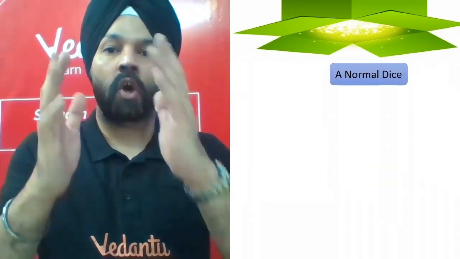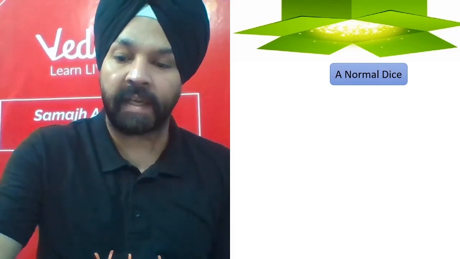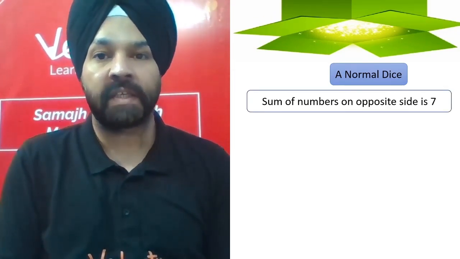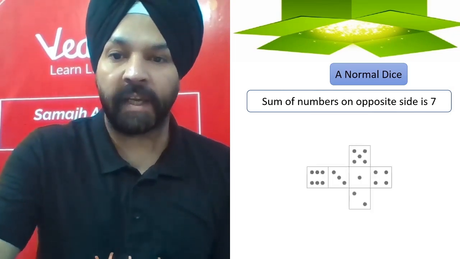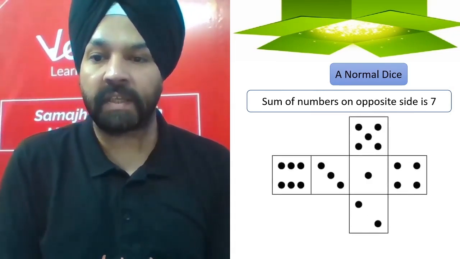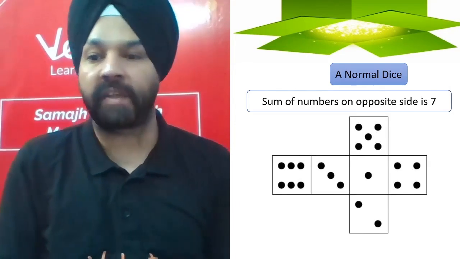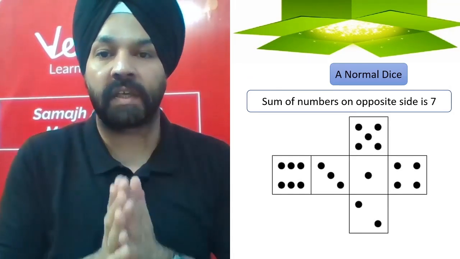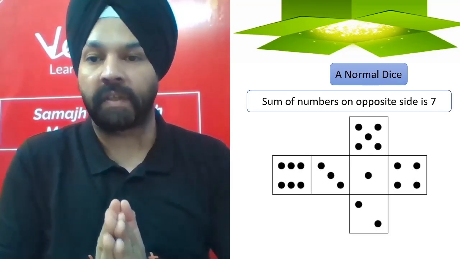Moving ahead, a normal dice. Now when I say a normal dice, in case of a normal dice, sum of numbers on opposite faces is always 7. That I have already explained, right? Now this you can see is a normal dice. Here 5 plus 2 is 7, 4 and 3 is 7, 1 and 6 is 7. This is a case of a normal dice, right?